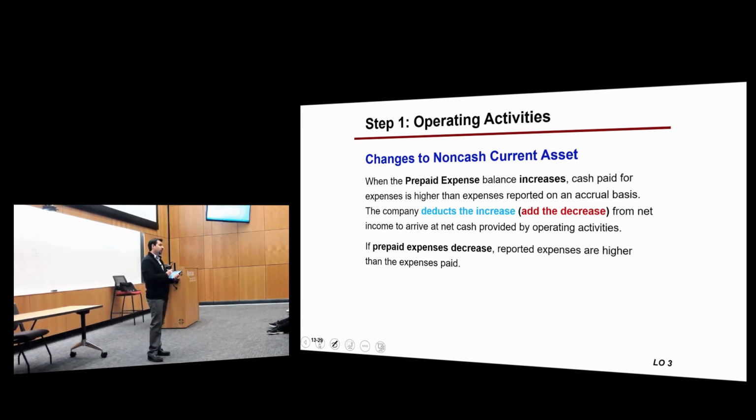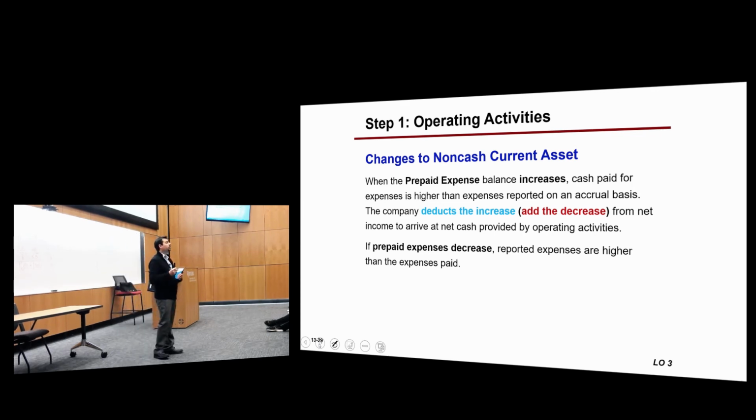If you have an increase in prepaid expenses, that means that the company purchased a new policy. So you have to consider that as cash outflow. So you subtract it from net income. The company purchased a new policy, paid it in cash. Okay, cash outflow. That will decrease your net income. So you subtract it from net income.